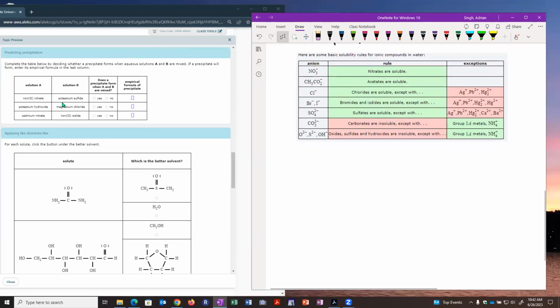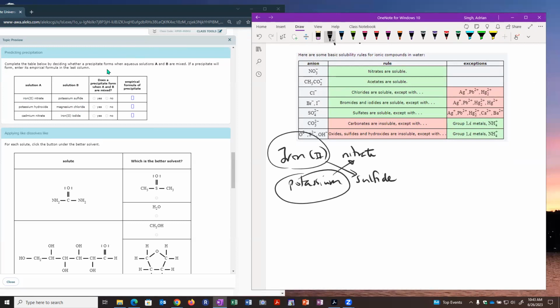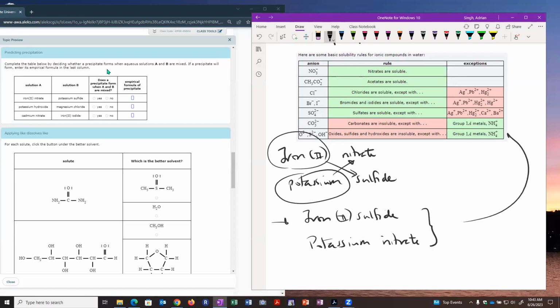We have iron 2 nitrate and potassium sulfide. Okay, so iron 2 nitrate and potassium sulfide. We're going to do the same thing. We're going to swap the metals. So we end up with iron 2 sulfide. And then we're also going to get potassium nitrate. And we're going to look these products up now on our table.